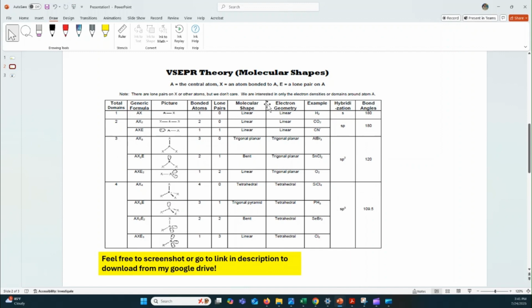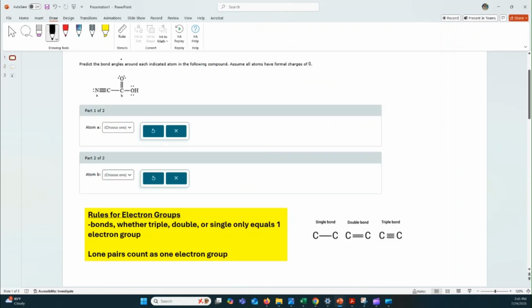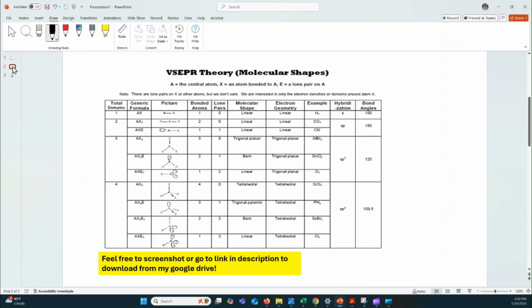Now with this critical information, we can go back to the question and count the bond angles. Starting with the nitrogen, we see that it has a triple bond around it, which is one electron group, and then one pair of lone pairs, which only counts as one as well. So we'll count that as 2. In total, nitrogen has 2 electron groups. Then we'll go to our sheet and see that 2 electron groups equal a bond angle of 180.